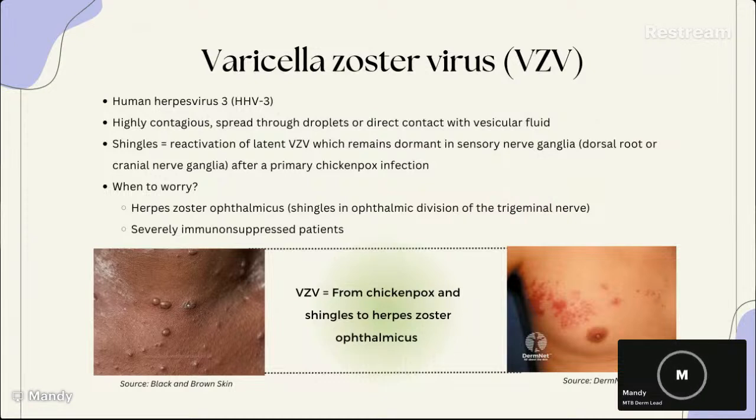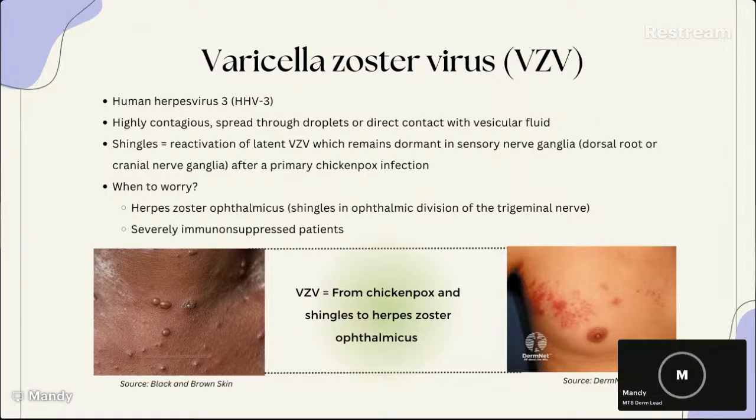The common thing with question 3 and question 4 is varicella zoster virus. VZV is also known as human herpes virus 3. It's highly contagious, spread through droplets or direct contact with vesicular fluid. Shingles is reactivation of this latent VZV that remains dormant in the sensory nerve ganglia, such as the dorsal root or the cranial nerve ganglia, after a primary chickenpox infection. So somebody who's had chickenpox in the past can later develop shingles through this reactivation of the latent VZV.